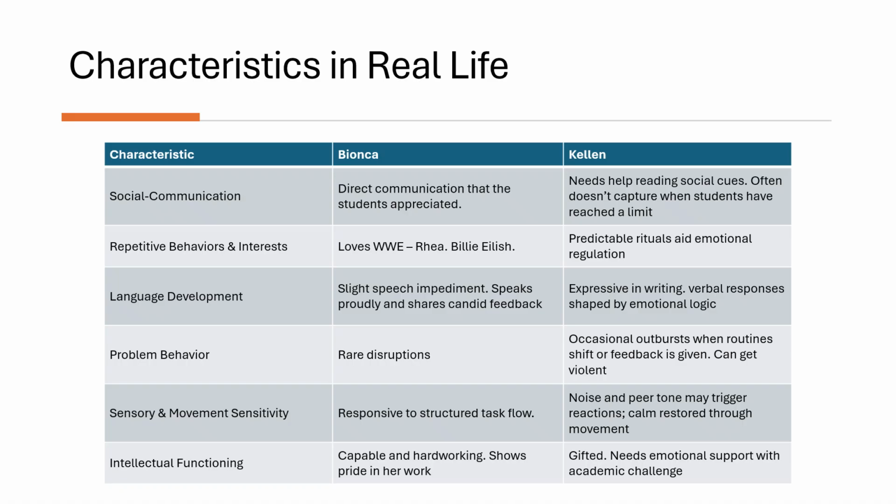Problem behavior. Once Bianca had my trust, there were rare disruptions. Just refocusing, because if she's watching WWE on her computer, it'd be like, hey, you're supposed to be working on this. Let's go. Problem behavior with Kellen is a little more volatile. It's occasional outbursts when routines shift. Notice that it was really about the routines, or when feedback is given. Like I said, he can get violent.